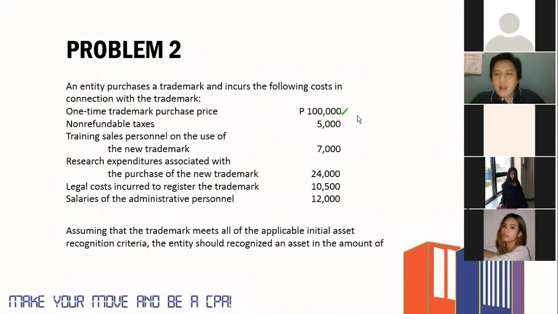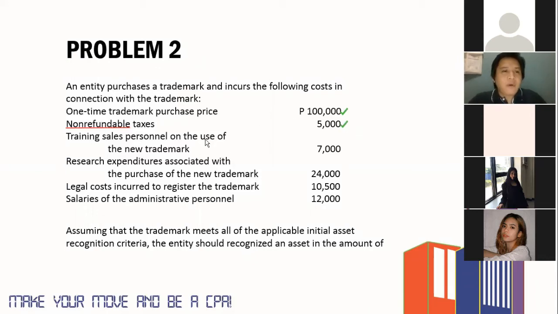Okay. How about non-refundable taxes? Okay. Please highlight the word non-refundable. Okay. Kasi kung refundable yan or hindi yan exact tax for the purchase, then therefore, hindi yan attributable for the intangible asset. However, dito kasi sinabi niya it's non-refundable, so it forms part of the intangible asset. So therefore, we include 5,000 pesos.